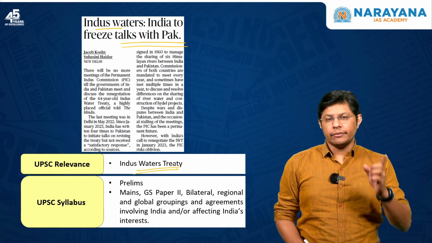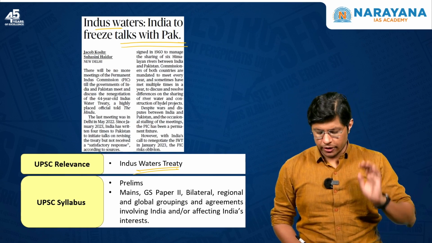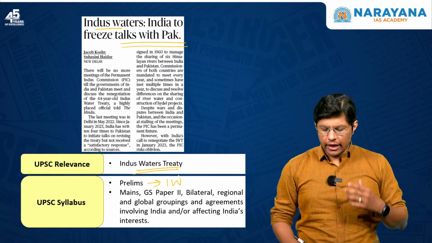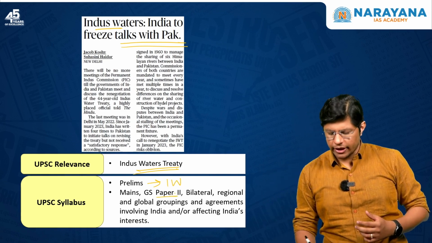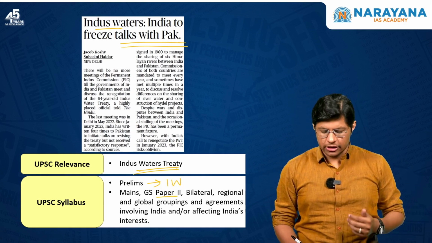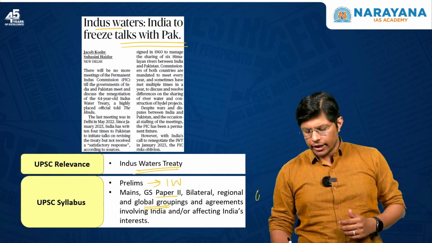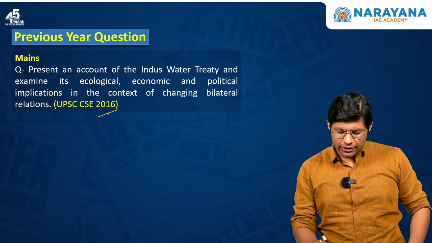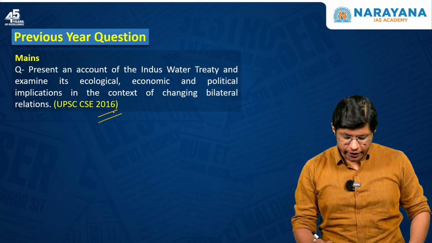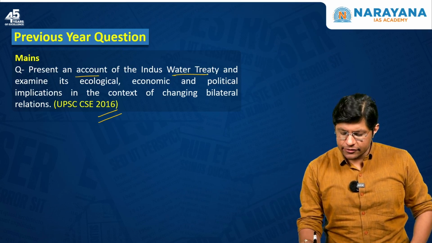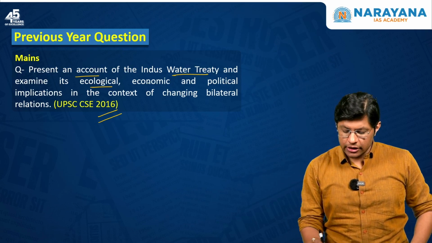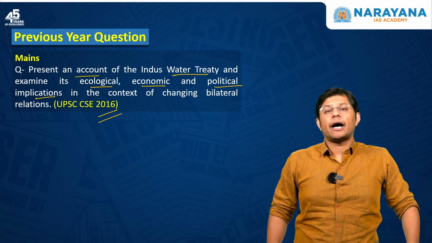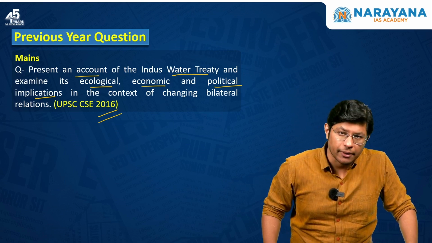Now, this topic is important from the prelims as well as the mains perspective. In prelims, a question might be asked on the tributaries of Indus River, right? And in the mains paper, GS paper 2, we have this subtopic bilateral, regional and global groupings, which is part of international relations, right? So, in 2016, a question was asked on Indus Water Treaty. Present an account of the Indus Water Treaty and examine its ecological, economic and political implication in the context of the changing bilateral relations between India and Pakistan.